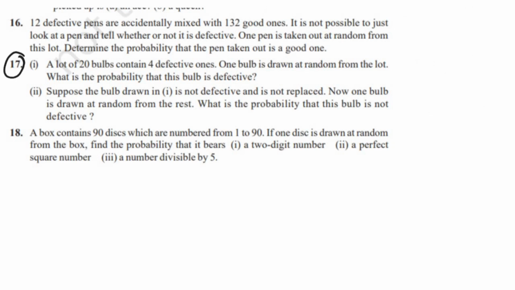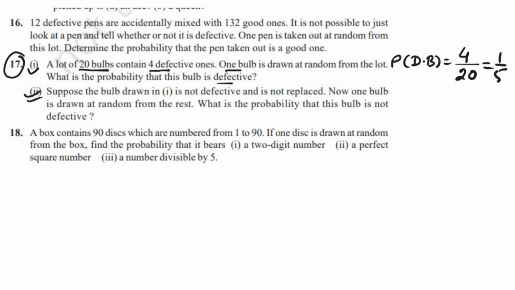Now 17th one, it has got two bits. The first bit, a lot of 20 bulbs contain 4 defective ones. One bulb is drawn at random from this lot. What is the probability that this bulb is defective? So the probability of getting a defective bulb is the number of defective bulbs out of the total number of bulbs, which is 1 upon 5.